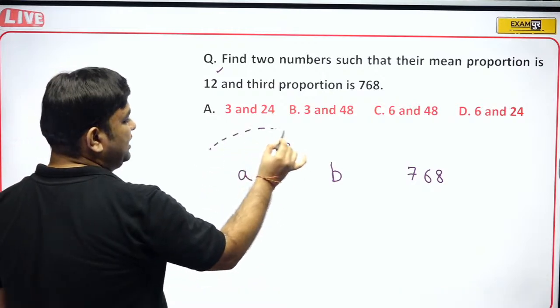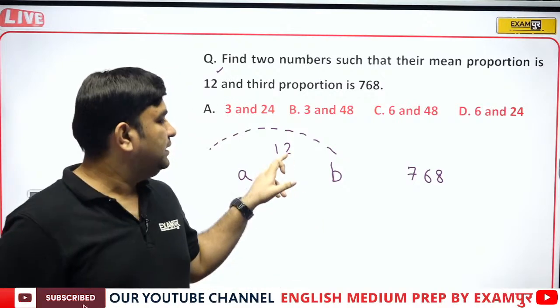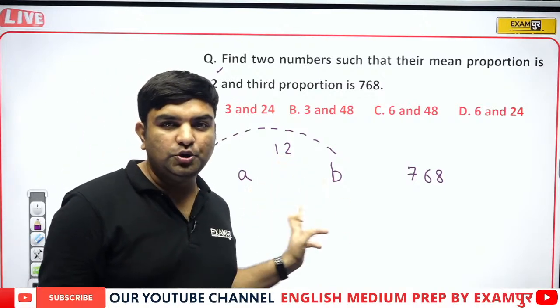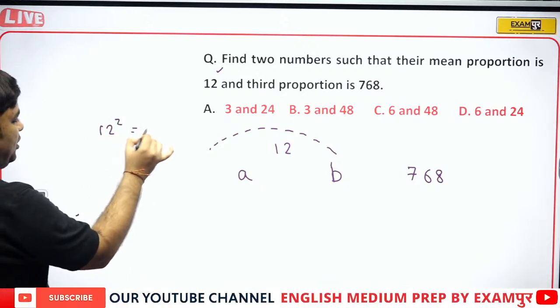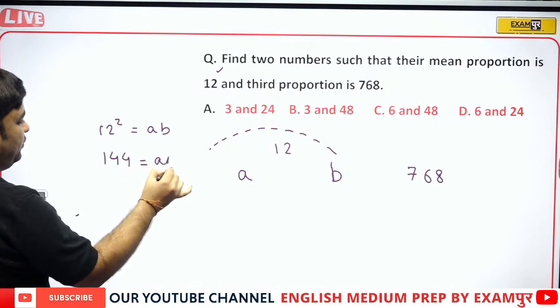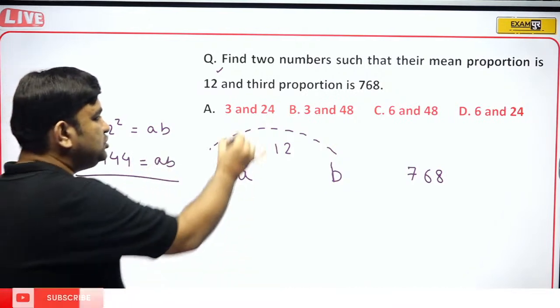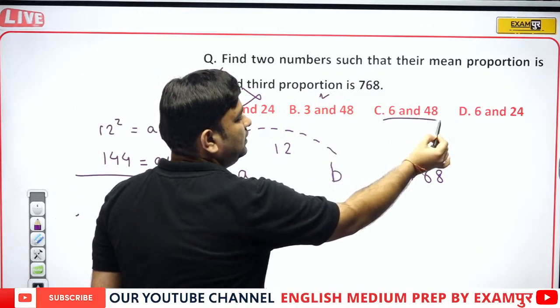If these three numbers are in continued proportion, then the square of the mean should be equal to the product of the other two. So 12 squared should be the product of the other two. So the product of the numbers should be 144. Gone.